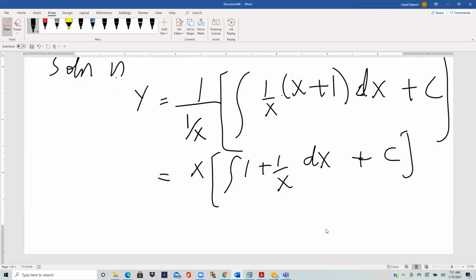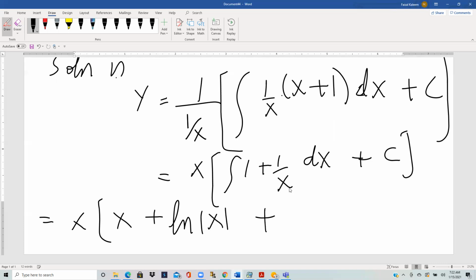And that will be equal to x times, so the integral of 1 is just x, and the integral of 1 over x is ln x. So now you do write the absolute value, and then plus c. So this c is not part of the integration, that's just a plus c.